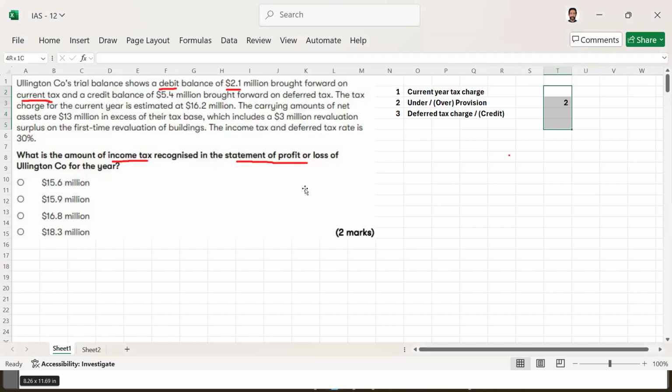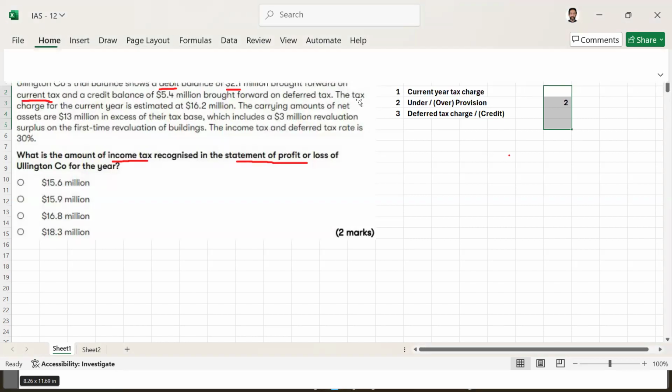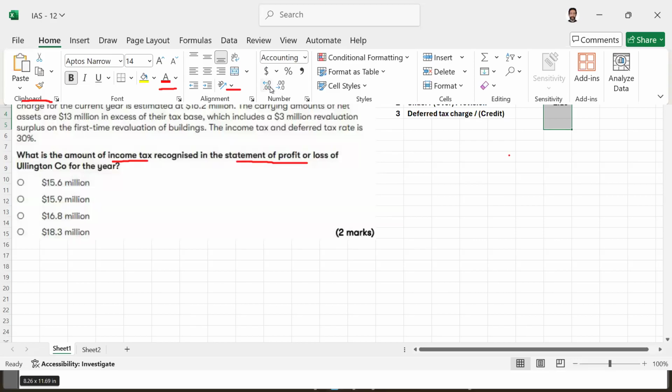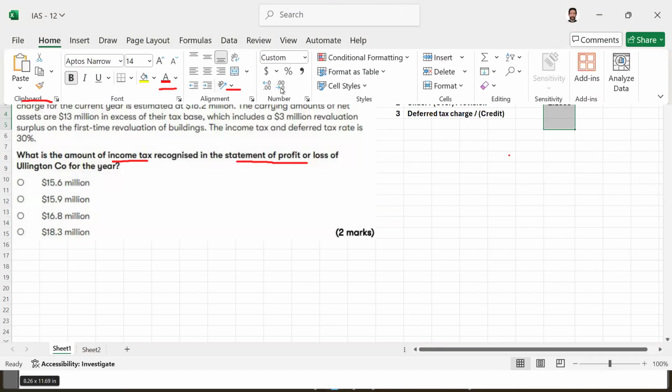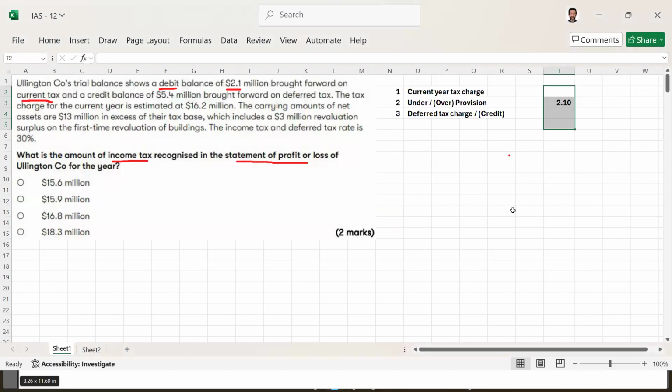Okay, just a second. So this is the rounding. It should be to 2 decimal places. So this is 2.1 million, and we could just write it here in millions. So I have just recorded the under provision, as I told you that it will always be an opening balance.